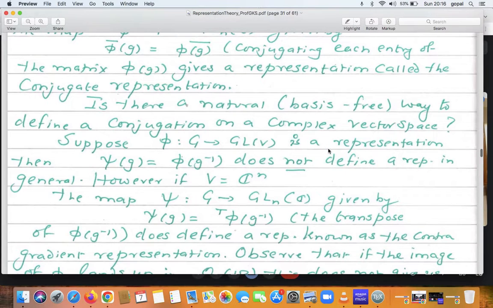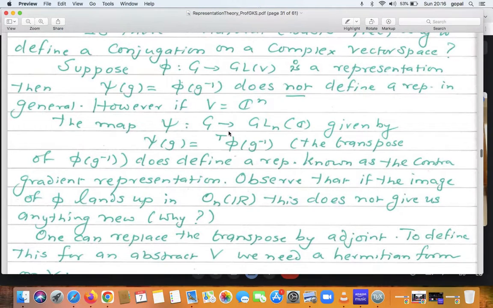So now we take a map phi from G to GLn(C), and we want to define the conjugate transpose. What you do is take the group homomorphism phi and calculate phi of g inverse. If I don't put the inverse and just take phi of g transpose, it will not be a group homomorphism, it will be an anti-homomorphism. So to get a group homomorphism, you introduce g inverse and get phi of g inverse transpose. Now that's a representation, known as the contragredient representation.